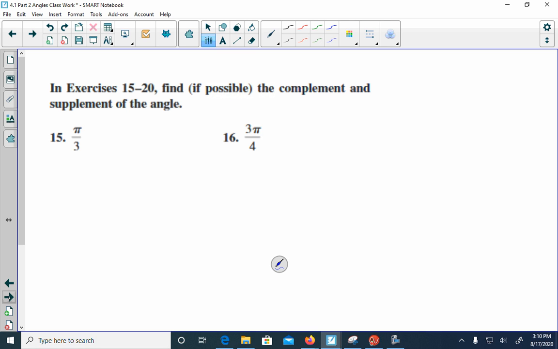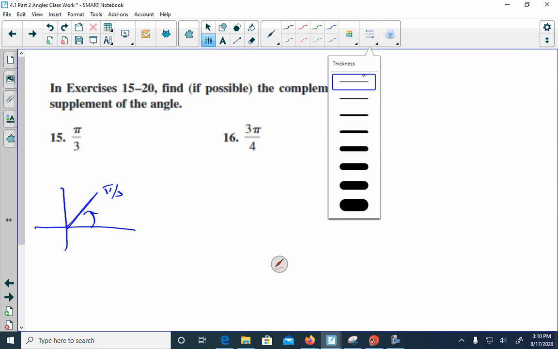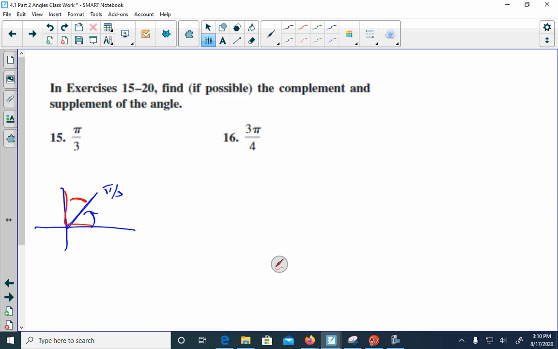In exercises 15 through 20, they want you to find the complement and the supplement. The complement, remember, is two angles that add up to 90 degrees. So a visual representation of what you're doing is you have this angle, pi over 3. You're trying to find this other angle here, so that when I add them together, pi over 3 plus some angle gives me 90 degrees, or pi over 2.